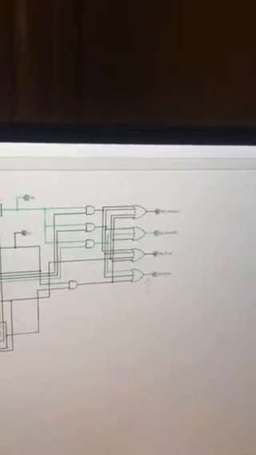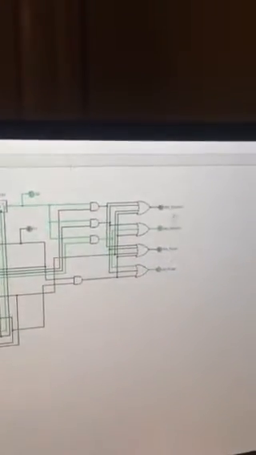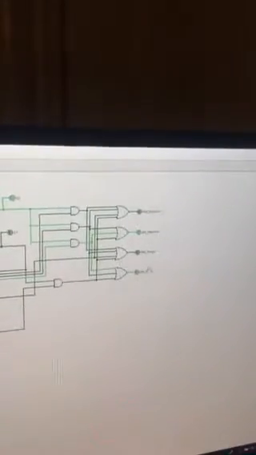We then have a series of AND and OR gates at the end of the FSM, and that is to determine which outputs need to turn on. So we have the right motor direction, left motor direction, right motor power, and left motor power. So now we're going to start the simulation.